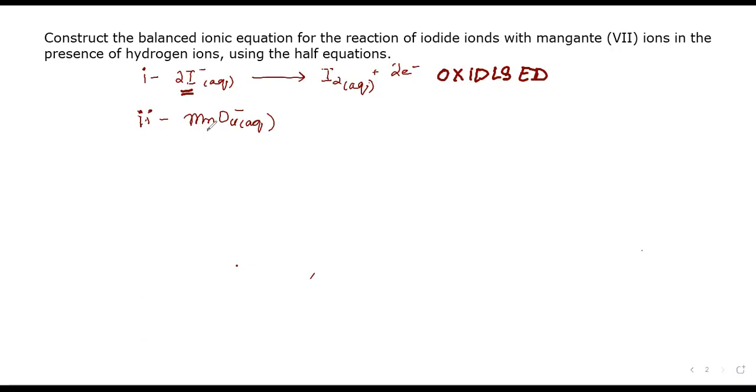This is a compound, it's a complex ion. Okay, these kind of ions are known as complex ions. Complex ions are ions made up of different elements. So over here we have manganese as well as oxygen. Okay, plus 8 hydrogen plus 5 electrons. And this is giving us Mn2+ plus 4H2O.